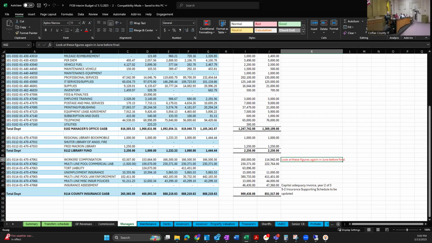Those numbers should have all been given though at the conference, what those costs were gonna be. I'll follow up on that. It's all in a book at my house.